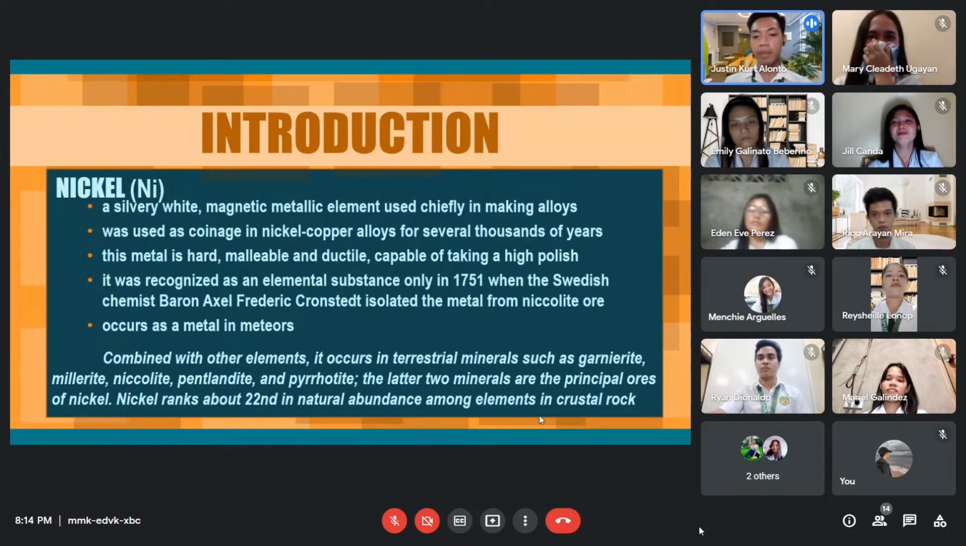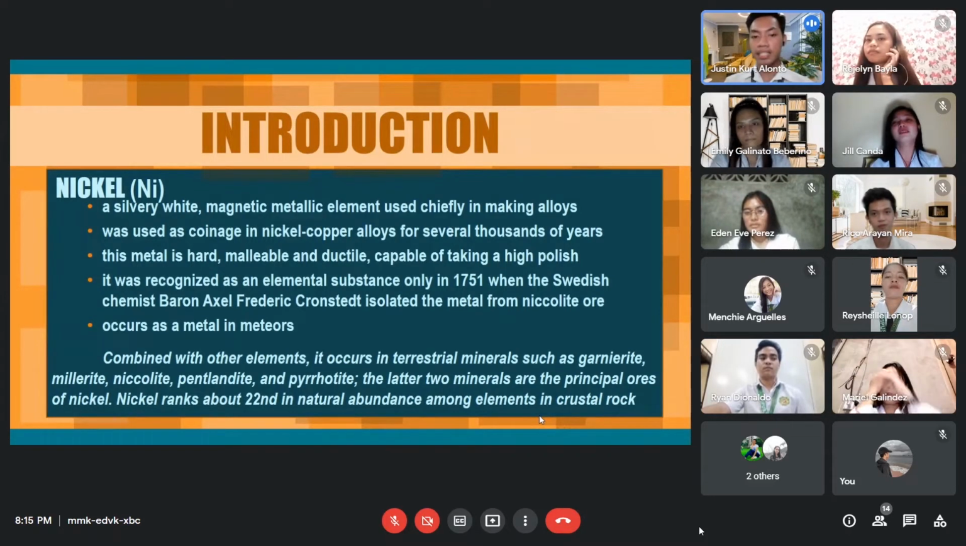Combined with other elements, it occurs in terrestrial minerals such as garnierite, millerite, niccolite, pentlandite, and ferrotite. The latter two minerals are the principal ores of nickel. Nickel ranks about 22nd in natural abundance among elements in crustal rocks.